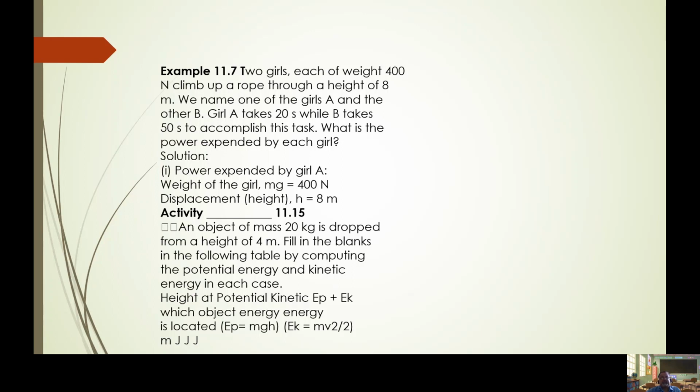This is another example. Two girls, each of weight 400 newtons, climb up a rope through a height of 8 meters. We name the girls A and B. A takes 20 seconds and B takes 50 seconds to accomplish this task. What is the power expended by each girl? The weight of the girl is equal to mg. The displacement is a height of 8 meters.